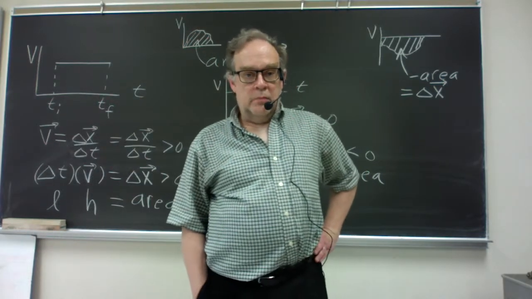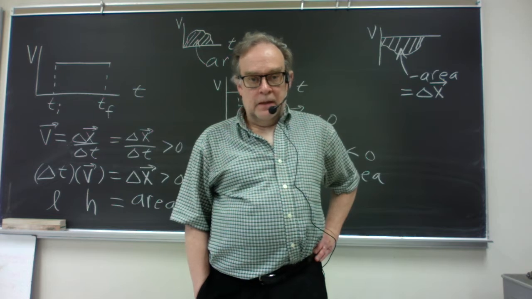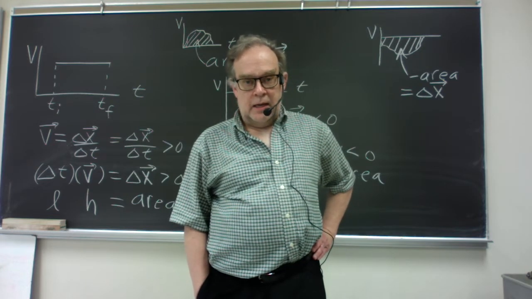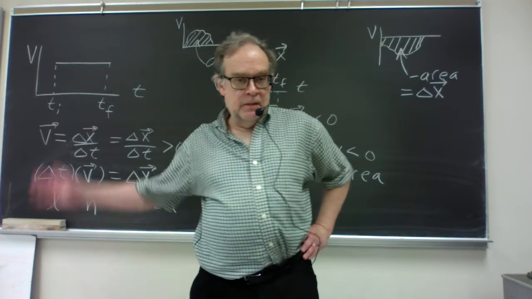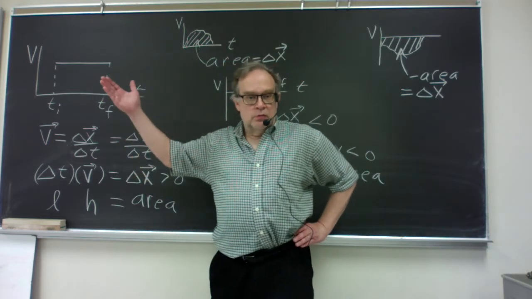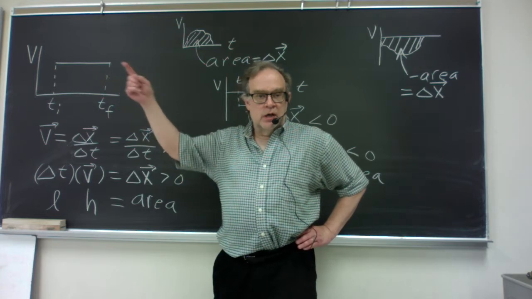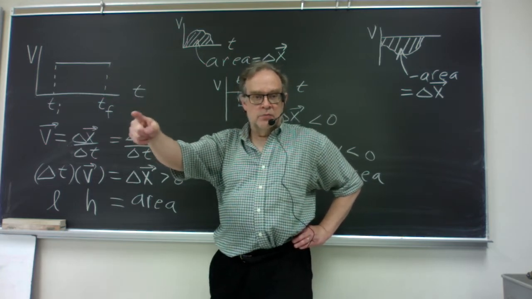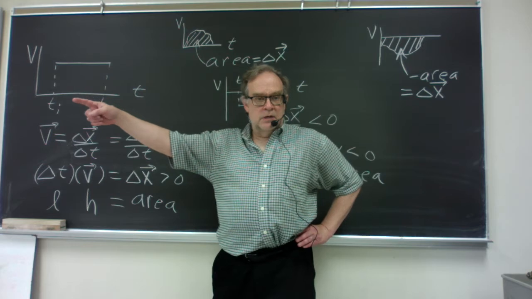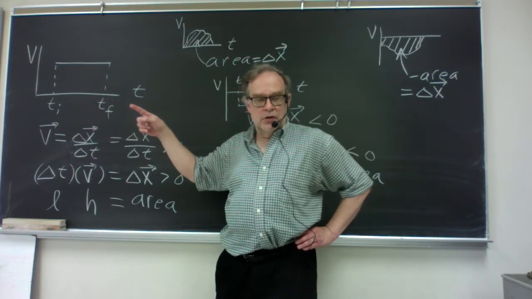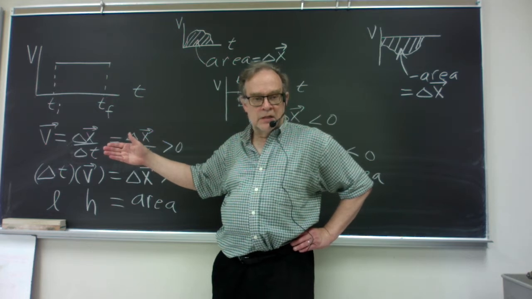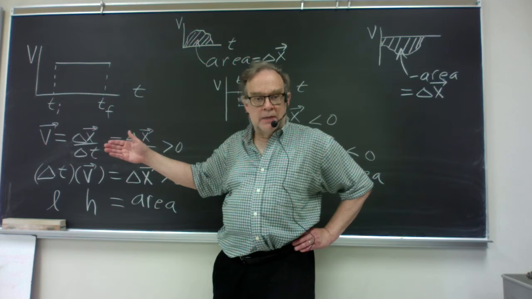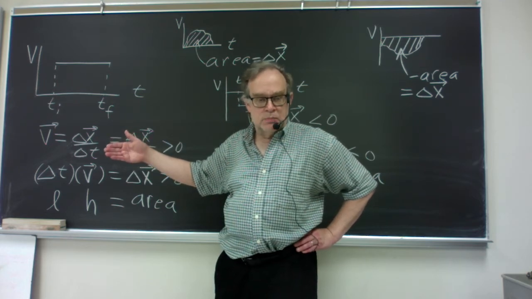And now we think a little bit more about interpreting velocity graphs and the relationship between velocity and position and displacement. Think of this simple velocity graph here, just a constant positive velocity from some initial time to some later time. And then remember our definition of velocity, it's just displacement divided by the length of time that it takes to make that displacement.